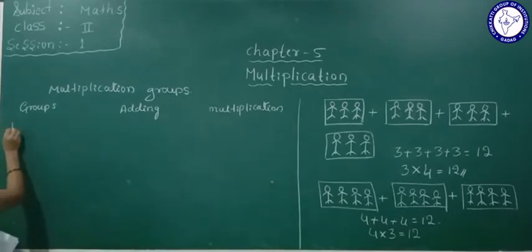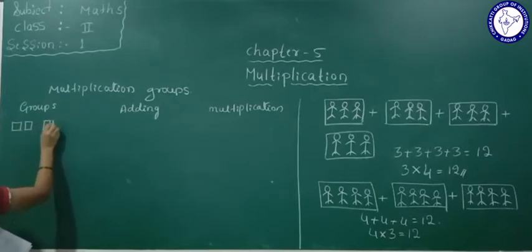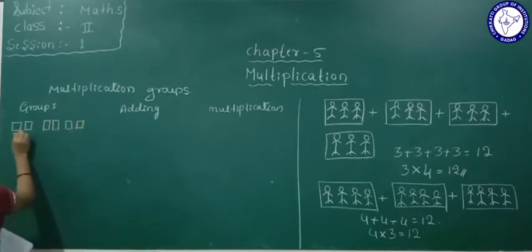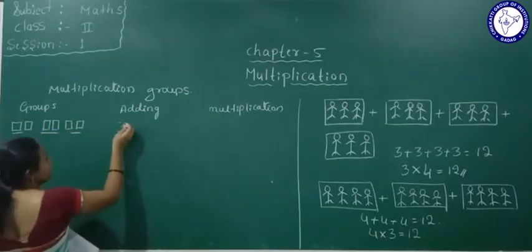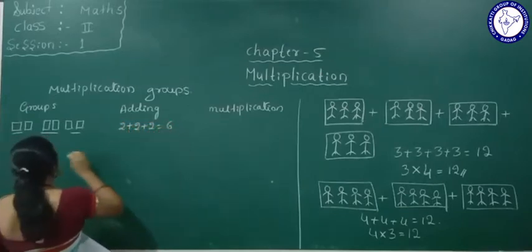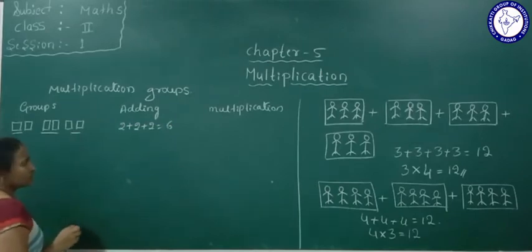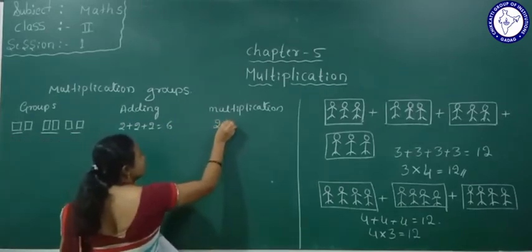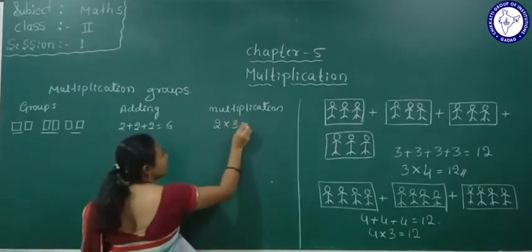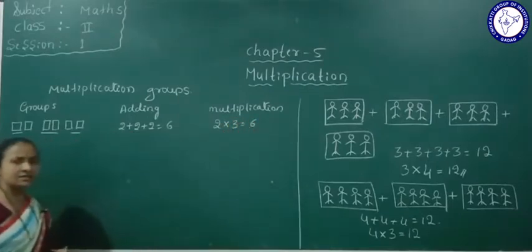The first one is given with squares. So there are 6 squares given here, and these 6 squares are made into groups of 2, 2, 2. 3 groups are made here. So I'll write here 2 plus 2 plus 2 is equal to how much? 6. So here 2 is repeated how many times? 1, 2, 3. 3 times it is repeated. I'll write 2 threes are 6.